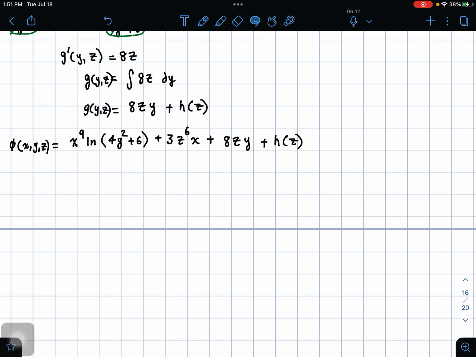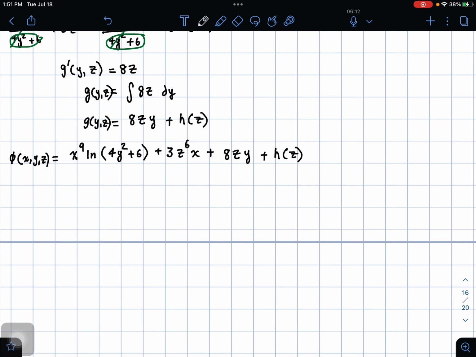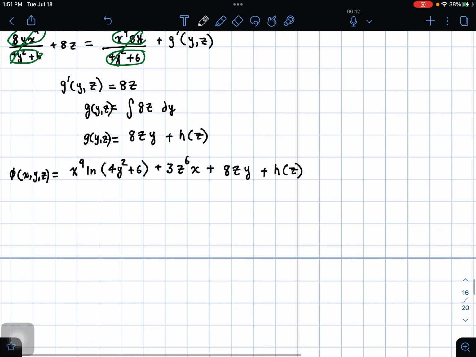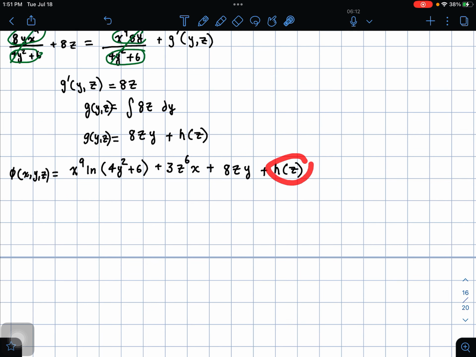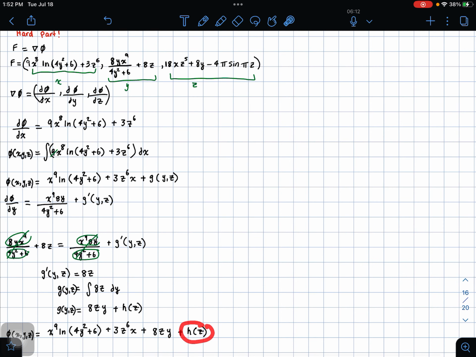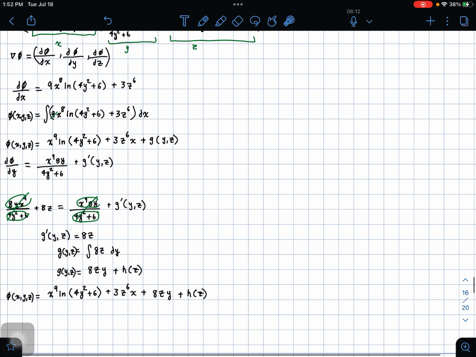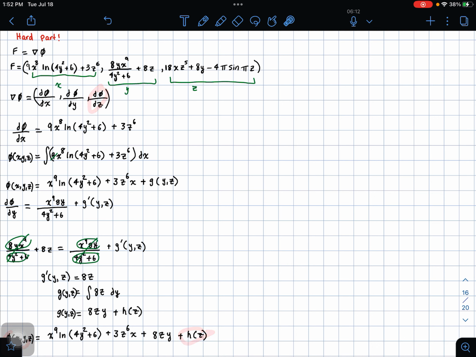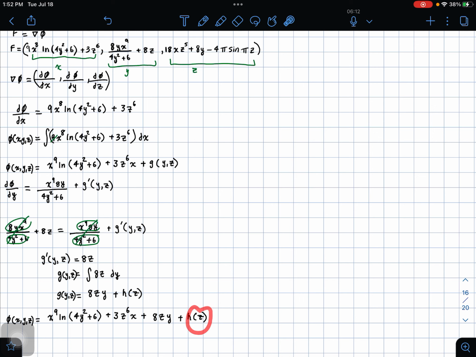Okay, so now we need to figure out what this thing is, so annoying. What we can do is, again, this time differentiate with respect to z, and when we do that we get this, which is equal to this, and then we can set them equal to each other and solve for what this constant is. It could be either a function of z or a constant number that we don't really care about.